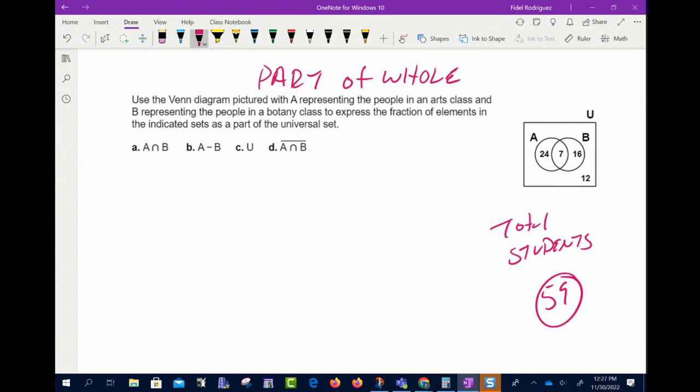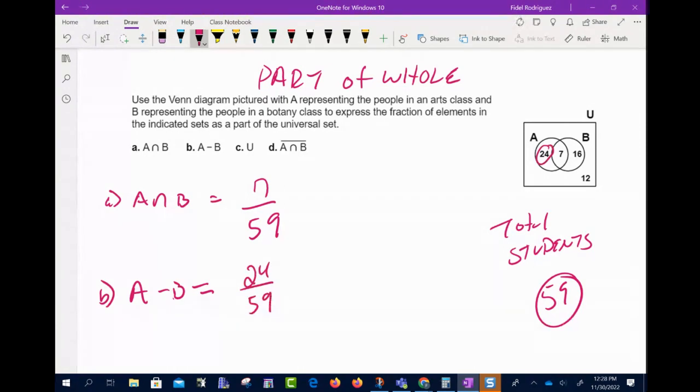Now for part A, when they're asking me to do it for the intersection of the sets, they're asking me how many students are both in the art class and the botany class. Well, 7, but 7 out of 59, okay? For part B, when it has it written like this, it's asking me how many people are in the arts class, but not in the botany class. I'm looking at the number 24. 24, again, out of 59.